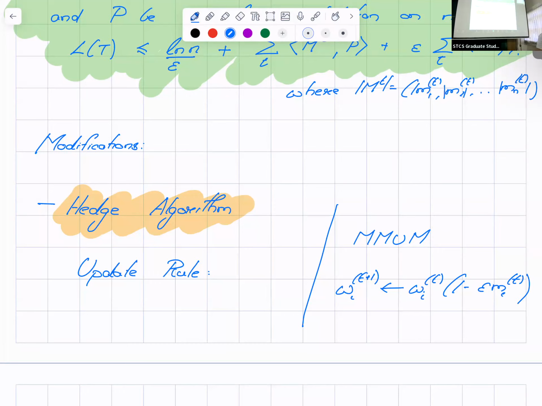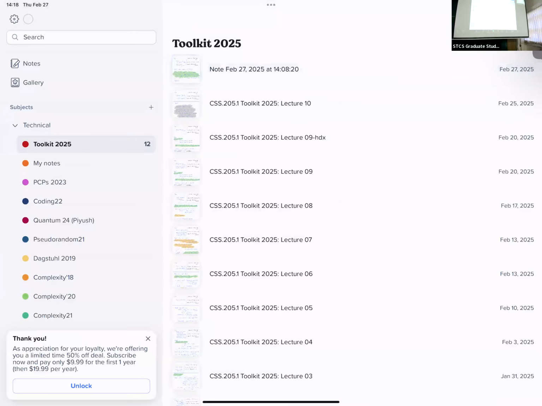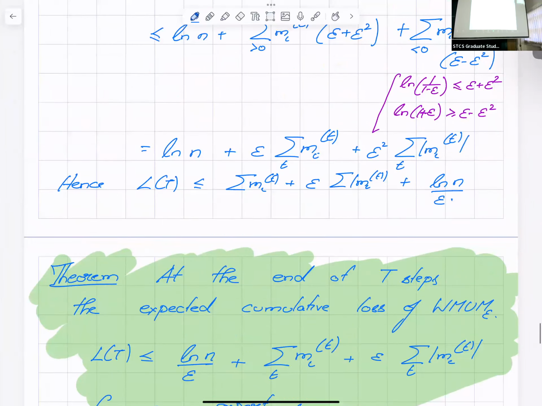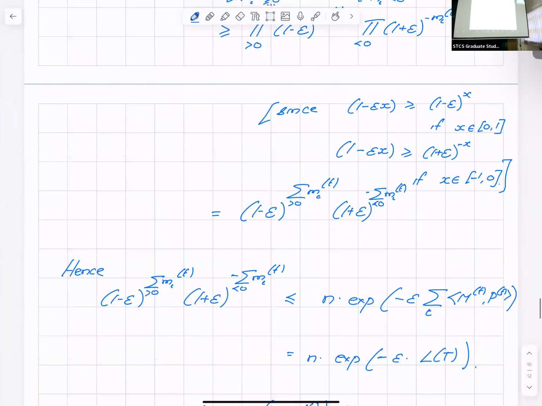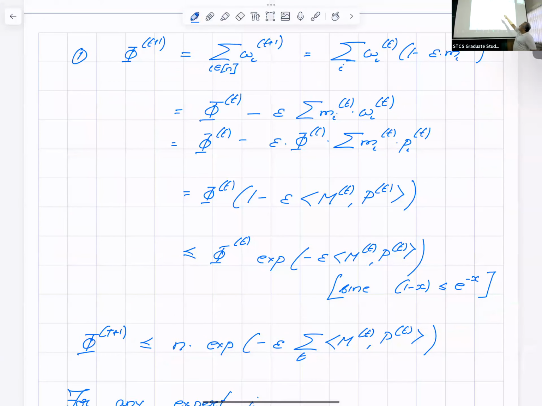Let's just look at the proof. At one step in the proof, somewhere early on, over here we had this, we were computing phi^{t+1}, we had written this expression, and then we sort of did this. It's an inequality. We're just using 1 minus x is less than or equal to e to the power minus x.